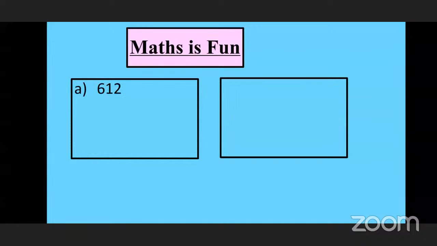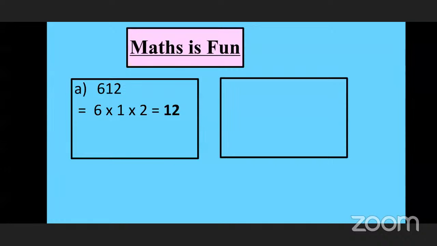Can you tell me which number you're seeing on the screen? 612. How many digits does it have? 3 digits. So 612 is a 3-digit number. When we multiply these 3 digits, that means 6 by 1 and by 2, what answer will we get? What is the product of all these 3 digits? 12. Yes, the product of these 3 numbers is 12.